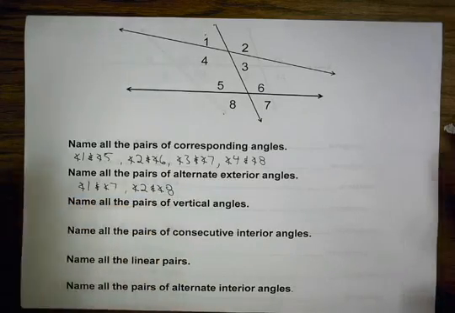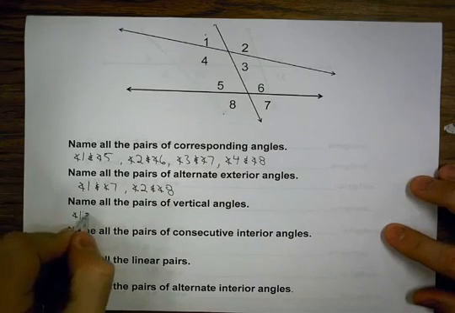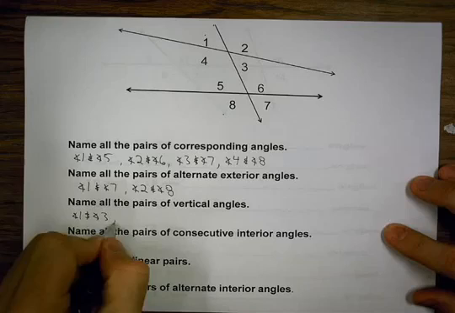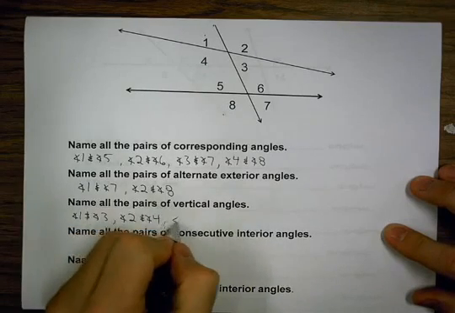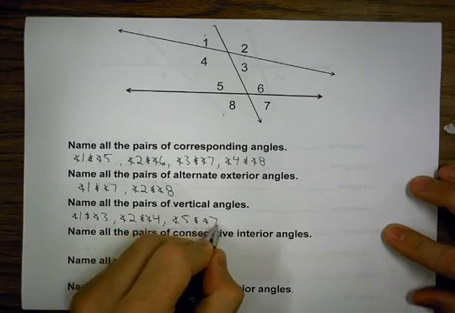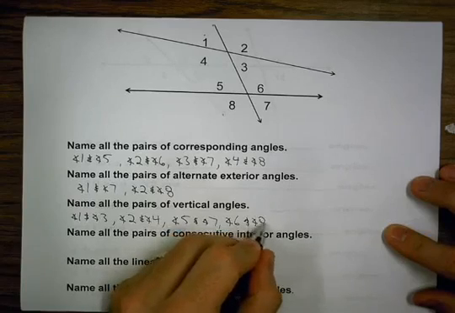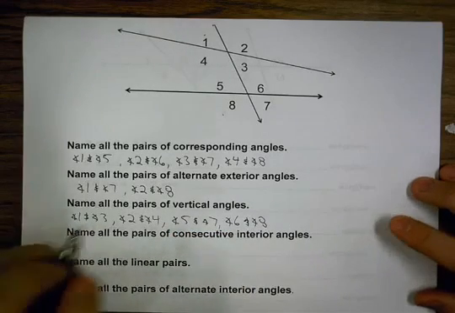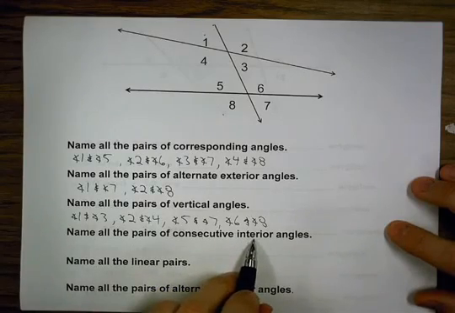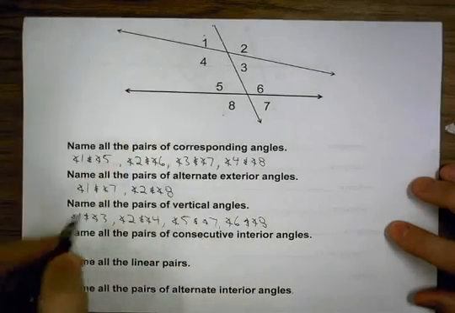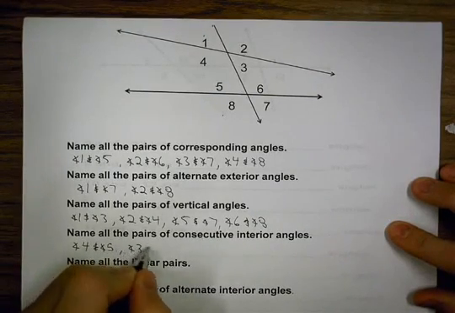Okay, vertical angles. Well, wait, that's not something we've talked about, but we still have pairs of those angles. Those are on opposite sides of the vertex. So 1 and 3, 2 and 4, as well as 5 and 7, and 6 and 8. Consecutive interior. Consecutive means next to or the same side. Interior means in between the lines. So that would be 4 and 5, as well as 3 and 6.